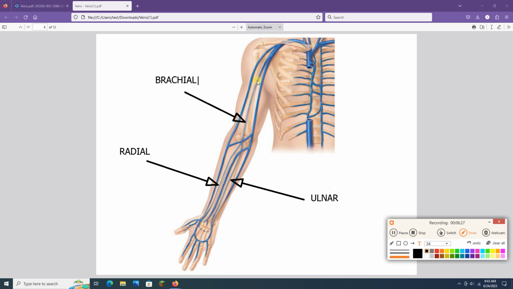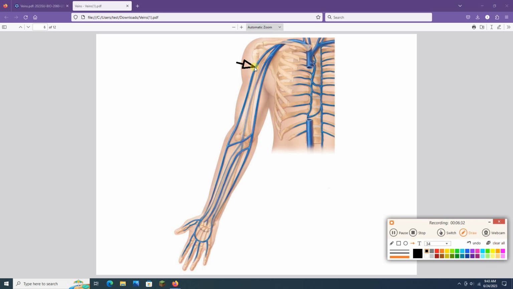Now, if I look up here, I got cephalic right there. Then I got brachial right there. And then I got basilic right there. All of them are basically combining. And when all three combine, it's not perfect, but all three are emptying together, and when they combine, we get the axillary.